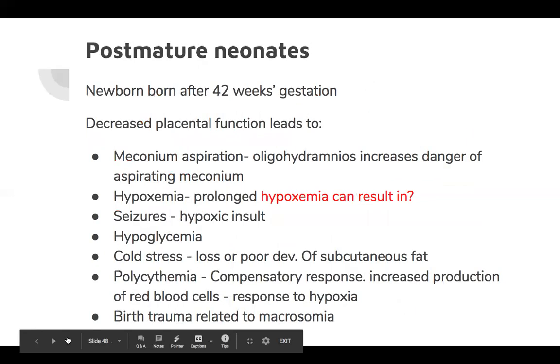Your post-mature are those born after 42 weeks. You're going to see that they have an increased risk for meconium aspiration, increased risk for hypoxemia, hypoglycemia, cold stress, polycythemia, and any birth-related traumas related to macrosomia, or the larger birth weight. So basically the key thing to understand in your post-mature is the placenta is decreasing its function.